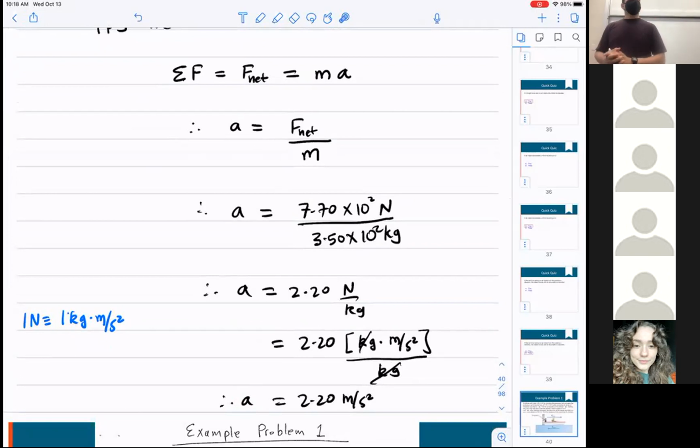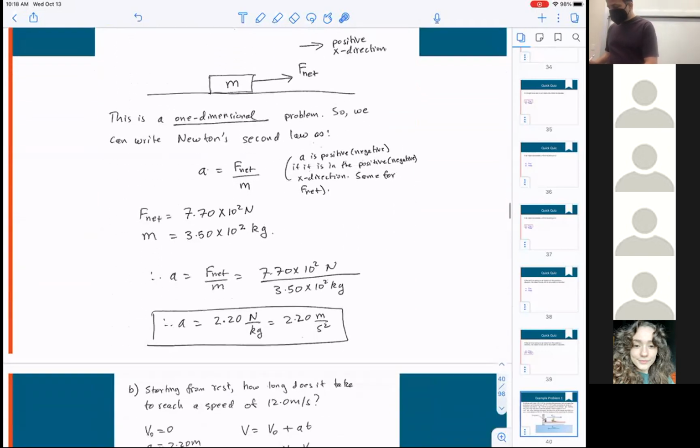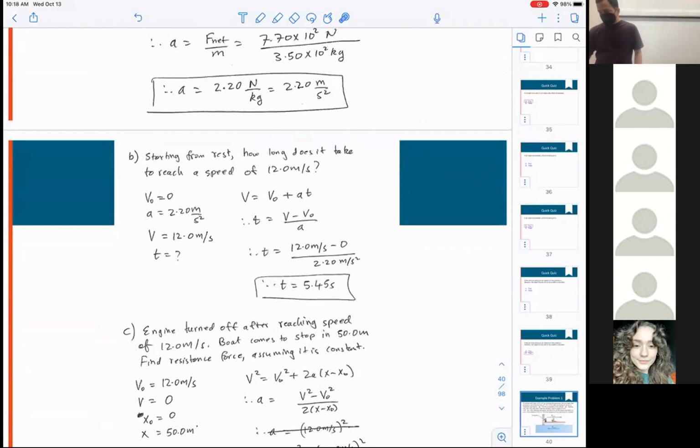So these are all basically problems from chapter 1. So I'll just quickly go over it. It says starting from rest, how long does it take to reach a speed of 12 meters per second? We can use this equation V equals V naught plus AT to solve for the time, because now we know V naught is 0, and V they tell us is 12 meters per second. And here's the important part, which is that the acceleration was not just given to us, but we actually calculated the acceleration using Newton's second law. So that's what's different in chapter 4. Any questions on that?